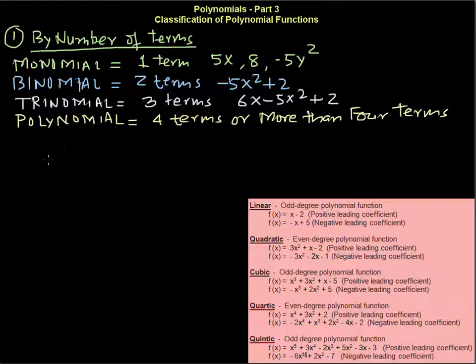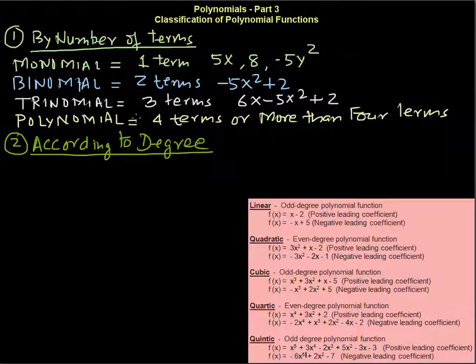Now, after this classification, there is another method of classification, which is by their degrees. So let's write down according to degree. So how according to degree?